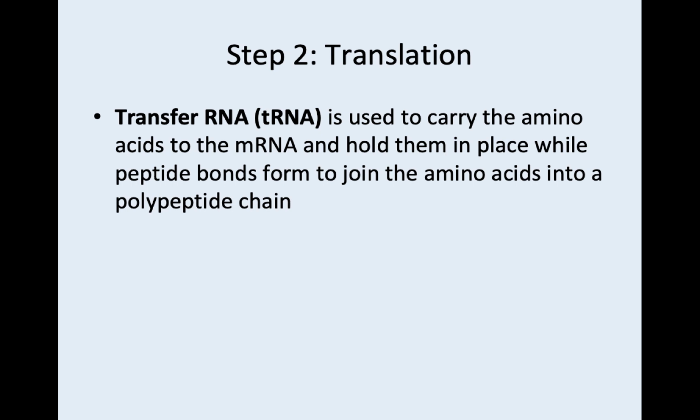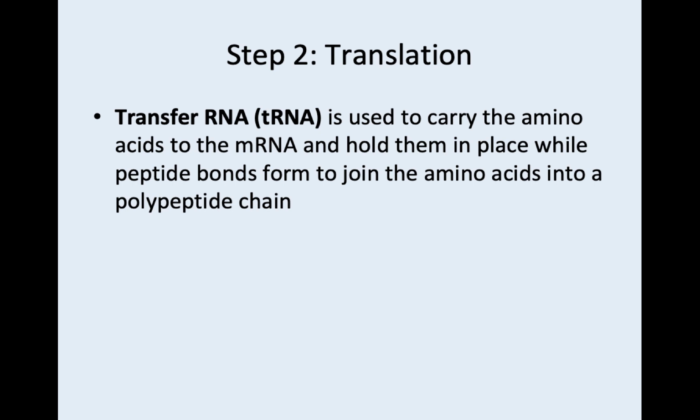Now what happens is we have a molecule called transfer RNA. And transfer RNA, again, is complementary to the messenger RNA. So it looks exactly the same, actually, as the DNA. The only difference is it's got uracil instead of thymine. So you've got these transfer RNA molecules, and every transfer RNA has three nucleotides on it. And those three nucleotides are going to match up with our codon.